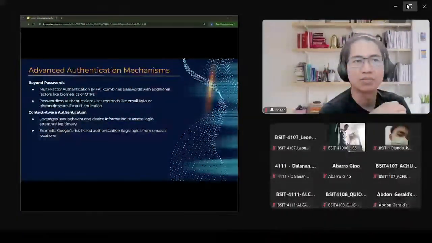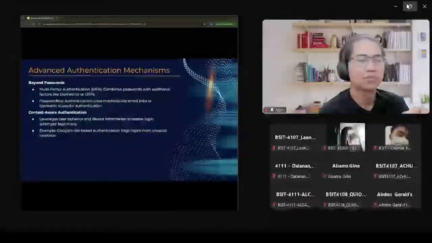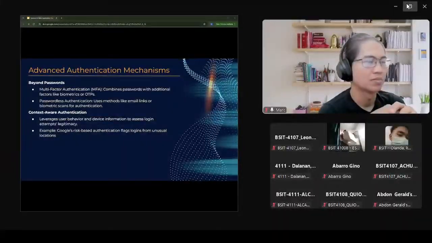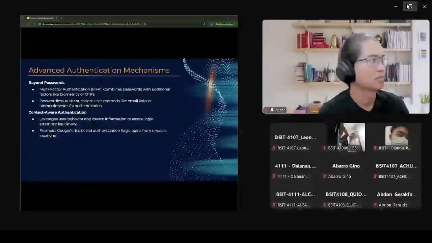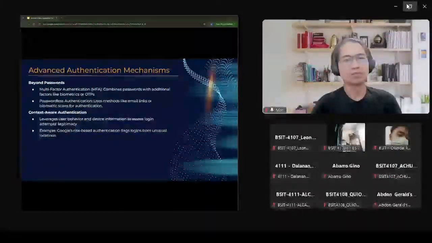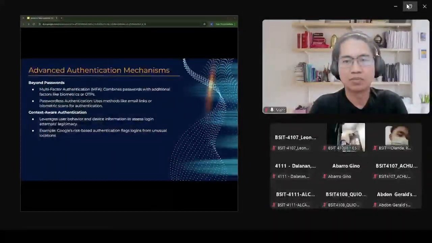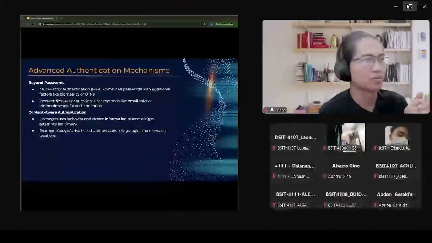First is beyond passwords. Passwords alone are increasingly ineffective, with issues like weak password habits and credential leaks compromising security. There are two advanced approaches that go beyond traditional passwords. First is multi-factor authentication, or MFA. MFA strengthens security by requiring two or more verification factors.